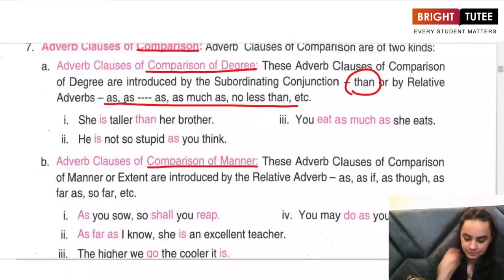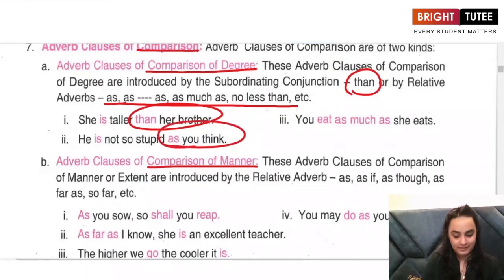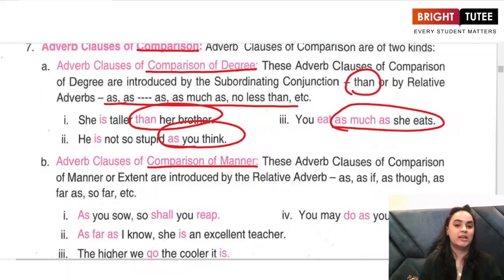For example, she is taller than her brother. What is the comparison of degree? Than her brother. He is not so stupid as you think. What is the degree of comparison? As you think. You eat as much as she eats. Degrees of comparison, as much as she eats.